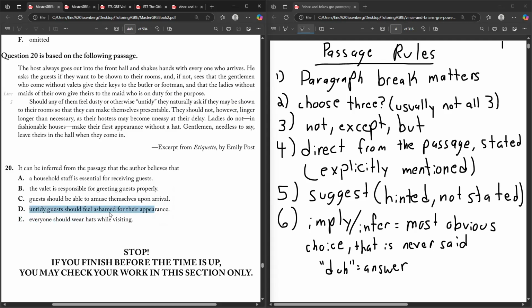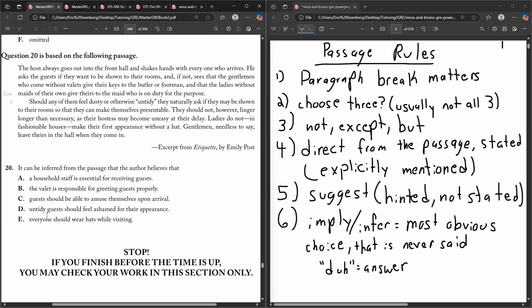Untidy guests should feel ashamed of themselves. It says no, they naturally ask if they can be shown to their rooms to make themselves more presentable. After a long journey, you just want a little privacy to get ready. Nothing to be ashamed of there. So it's not going to be D. Everyone should wear a hat while visiting?